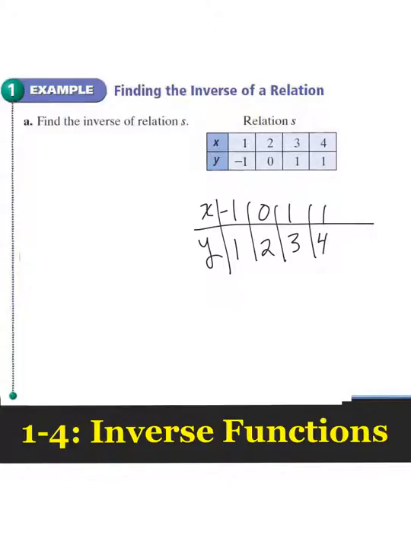So now, and let me label this as the inverse relation S. So now as you look at this, the original relation, if you look at the x values, they don't repeat. So this is a function.